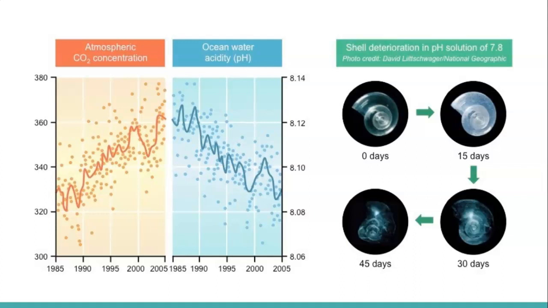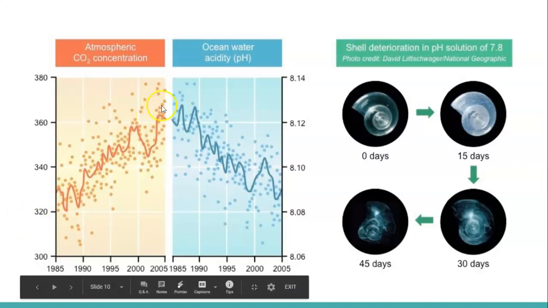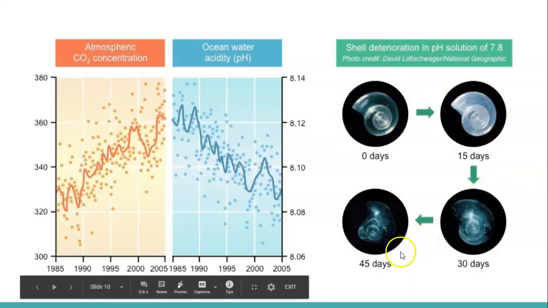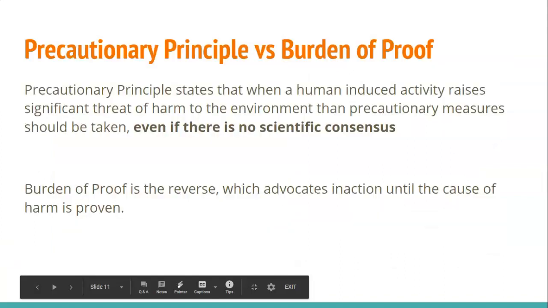This is just another picture, which is a visual of what I was just saying. You can see here that as the CO2 in the atmosphere increases, the ocean pH decreases, meaning it gets more acidic. And then this is showing the shell deterioration: this is what it would look like normally, and as you go through the days, it starts to dissolve and deteriorate.